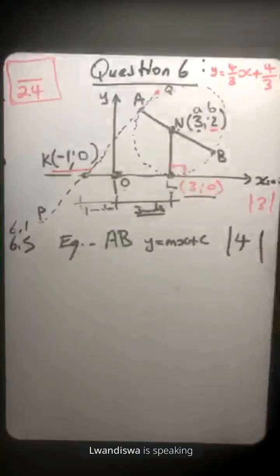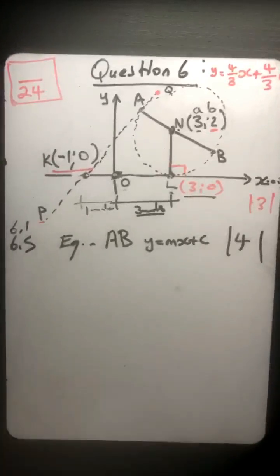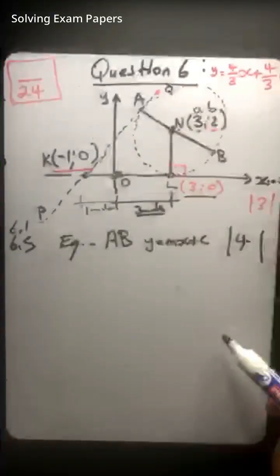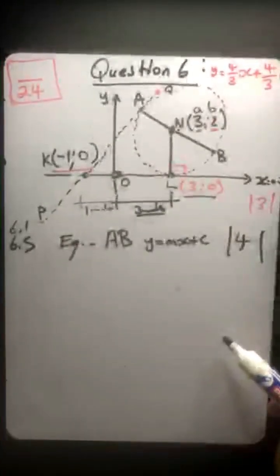Sir, I think we can use, yes, we already have the gradient because AB is perpendicular to PQ, so the gradient is negative 3 over 4, and then we have the point (3; 2). Yes. And the honorable member of the opposition party is correct.